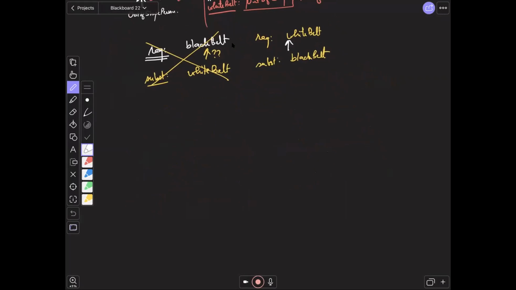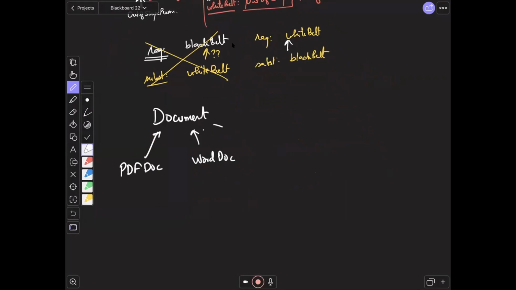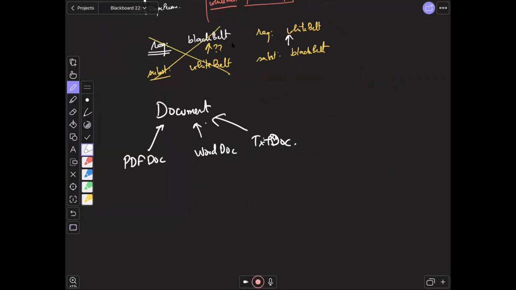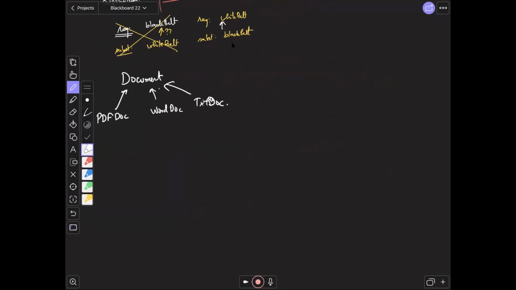So let me give you another, more practical example. All right. Let's take an example of a document, which can be any document. And let's say you have a PDF document as a subtype, or Word doc, or a text doc, right? So you have all these types of documents as subtypes. All right. Now let's look at any printer. Any printer is a function that can take any document and print it. So let's just say it outputs a string. That's the printed version of the document.